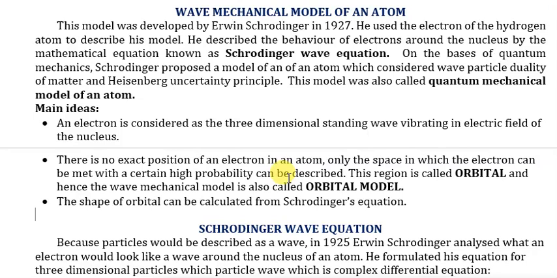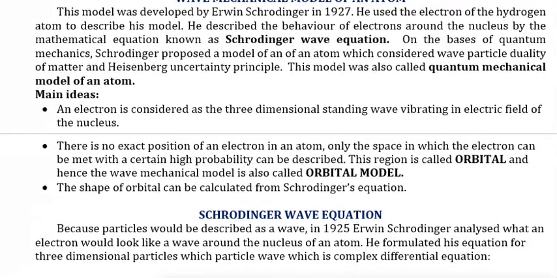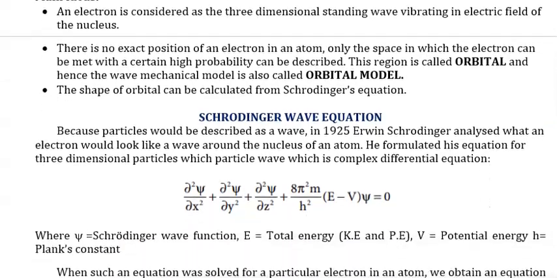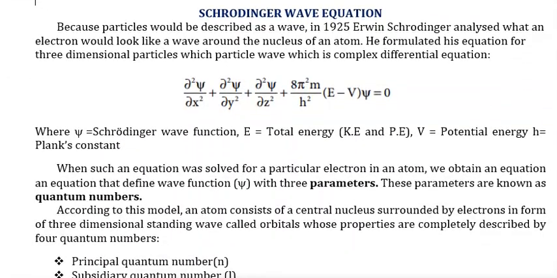In the space around the nucleus where there is maximum probability of finding an electron, is what we call the orbital. So about the Schrödinger wave equation, you simply need to know it. There is no need to know how to derive it, and there is no need to claim it, because you will not be asked about the Schrödinger wave equation in your exam. So what you need to know is how it appears.